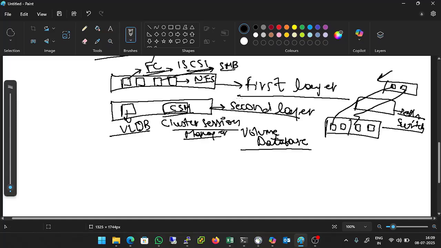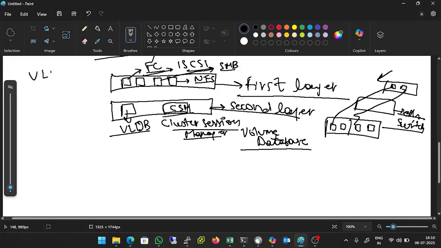Okay, I think you are very clear till the second layer. The first layer consists of protocols, like what exactly the protocol my NetApp is receiving from the host part. Secondly, my cluster session manager and VLDB take the lead after the first layer. In the second layer, my VLDB and cluster session manager come into the picture. We already know the full forms: VLDB means volume database, CSM means cluster session manager. What exactly happens in the cluster session manager and VLDB?